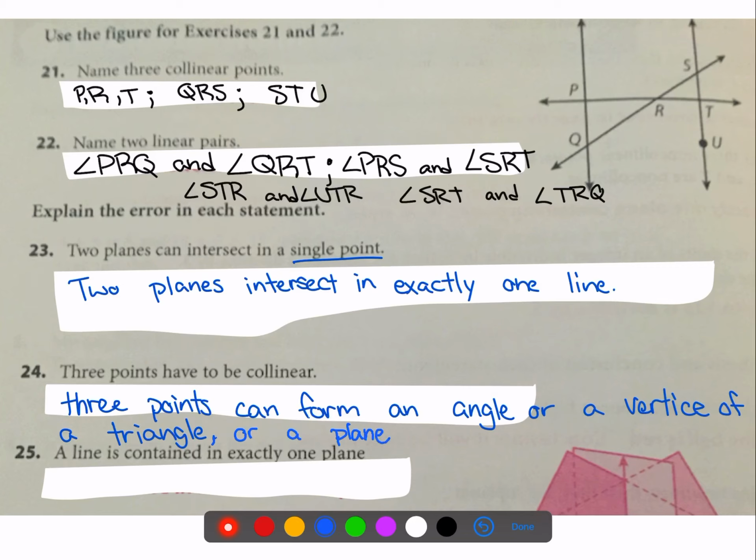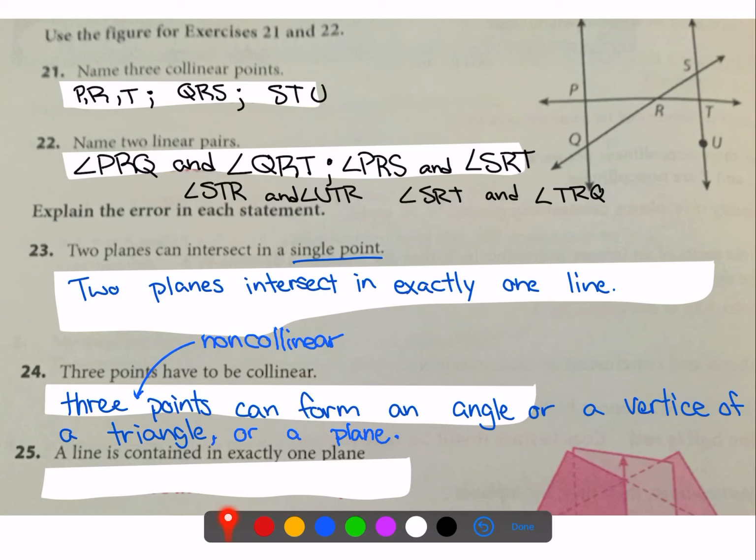And again, it's key that it's 3 non-collinear points, meaning they do not lie on the same line. So again, points don't need to be collinear. If they are, they can create a line for us though.